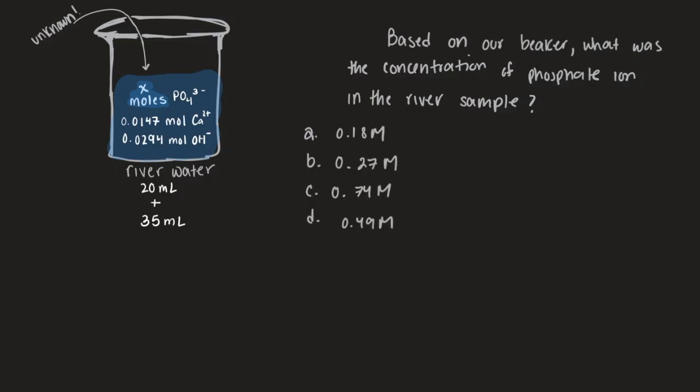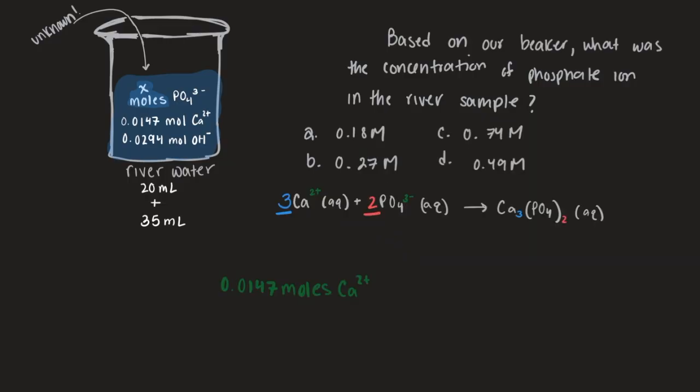First, we need to determine the number of moles of phosphate ion that was in our beaker. We know that the moles of calcium ion are completely used up since this is a titration. So this gives us 0.0147 moles of calcium times 2 moles of phosphate per 3 moles of calcium ion, which is 0.0098 moles of phosphate ion.